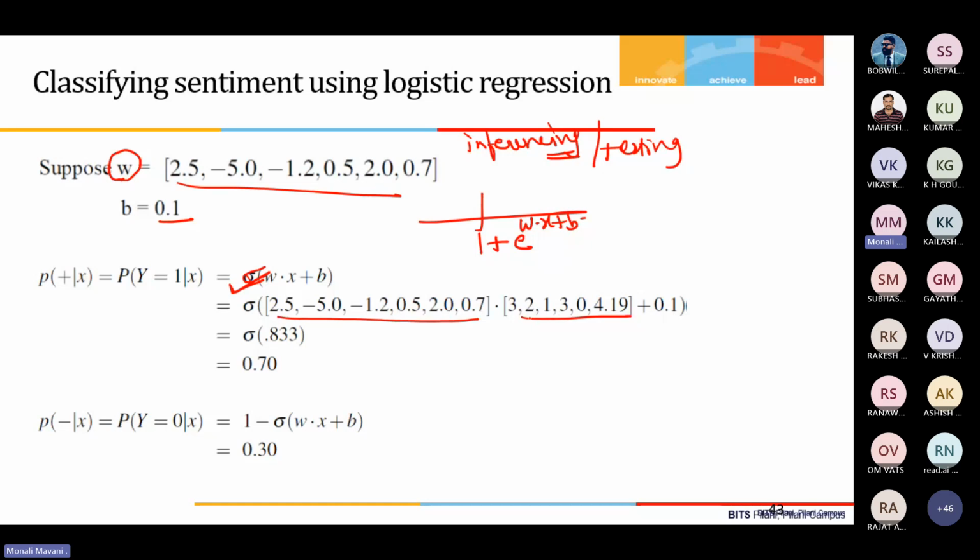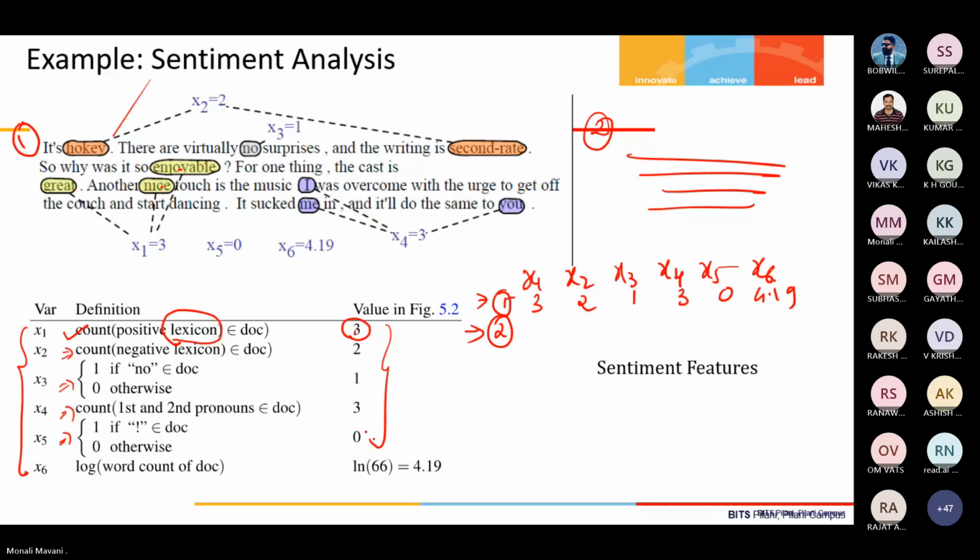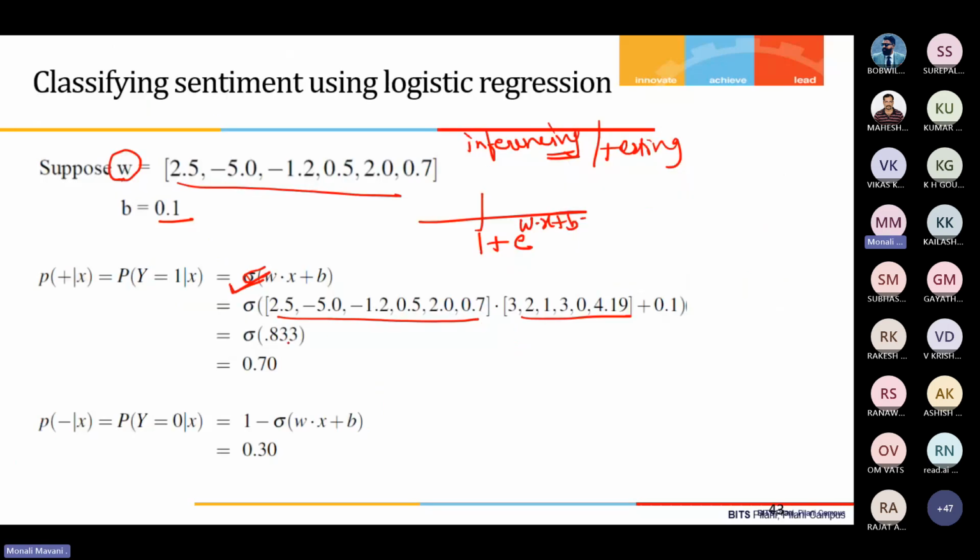Now you know this x has come from our previous slide. These are the values of feature, plus bias is given. And now you can calculate this with a sigmoid calculator. This is a value. The hypothesis function for the sigmoid, for the logistic regression, tells us the probability of a positive class. So we can say with a 70% probability that sentiment is positive.